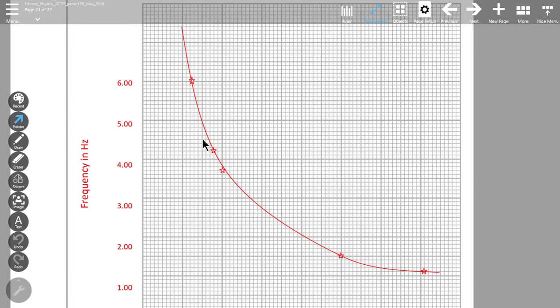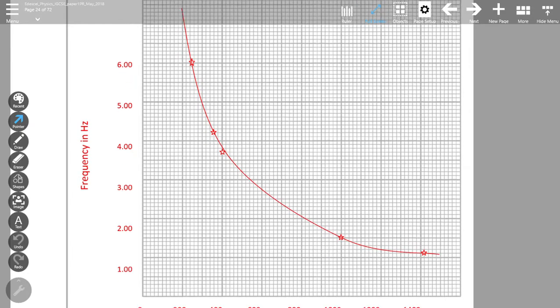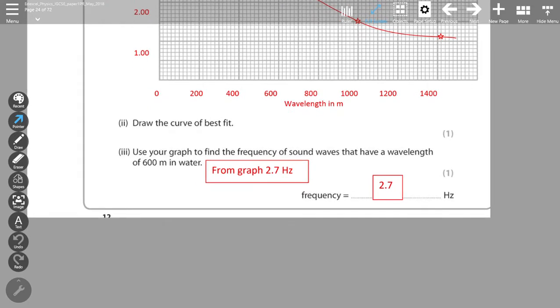So the best fit line should go between points, very close to them. Sometimes some points are above, sometimes below, so above, below, and finally you have this smooth graph. So draw the curve of best fit. We did. Use your graph to find the frequency of sound that has a wavelength of 600.